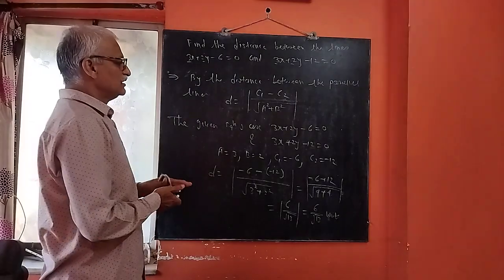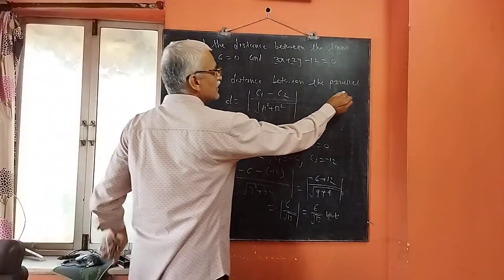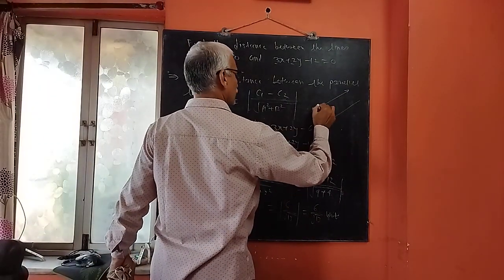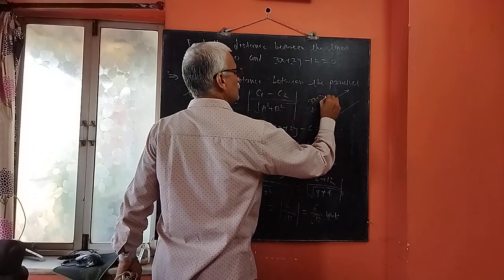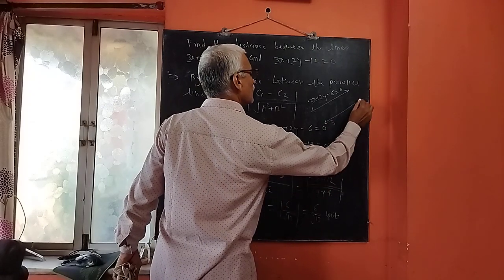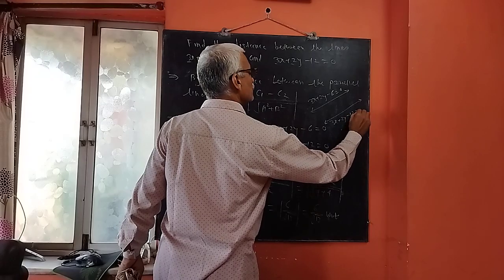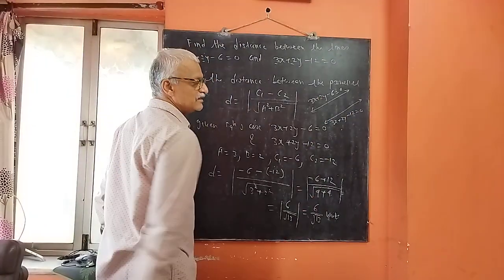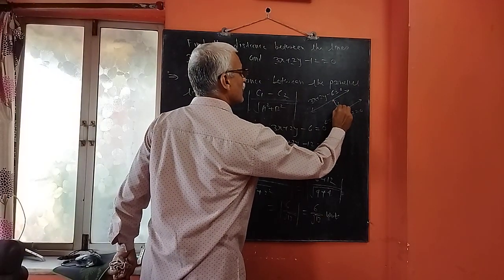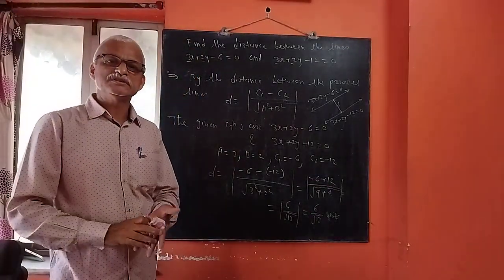units. That means, if you consider the two parallel lines, let us say this is the first line and this is the second line. The equation of the first line is 3x plus 2y minus 6 equals to 0. The second one is 3x plus 2y minus 12 equals to 0. So these are the two parallel lines, and the distance between them is 6 upon root 13 units.